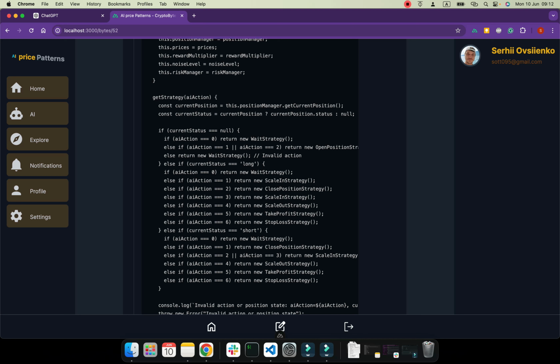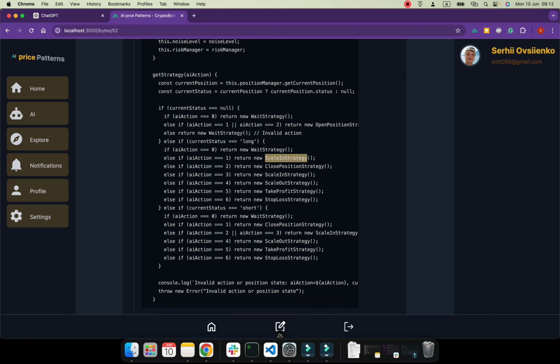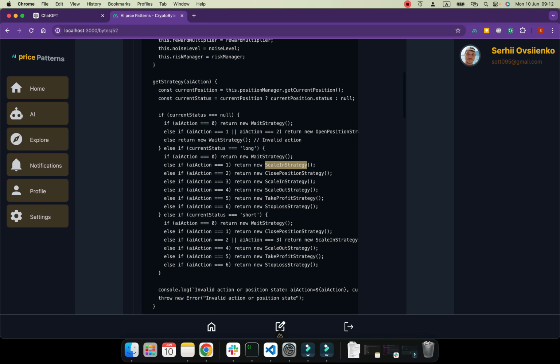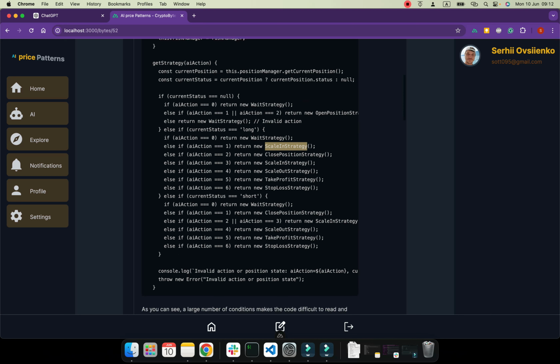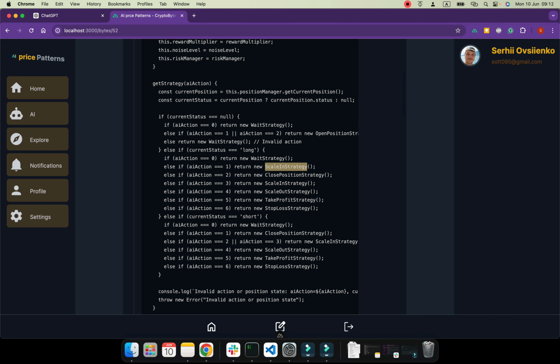For example, you see here I have some strategies about stop loss or increase leverage or close position, and trying to understand what is else if long, else if short, what is action. So it is the worst approach. I don't like this one. And when I create, for example, 30 actions, it is very difficult to understand when something happens, when there is a bug, and how to debug it.